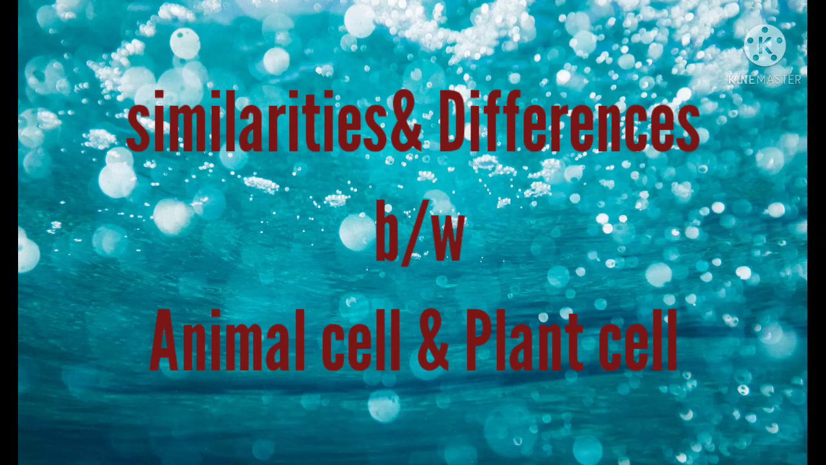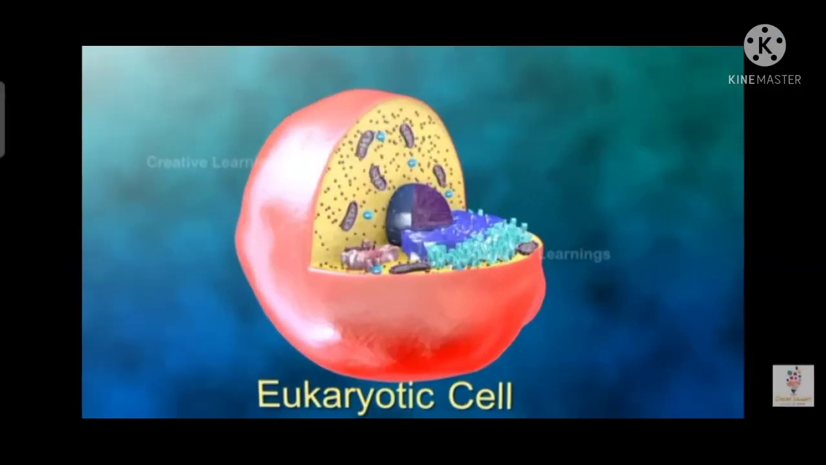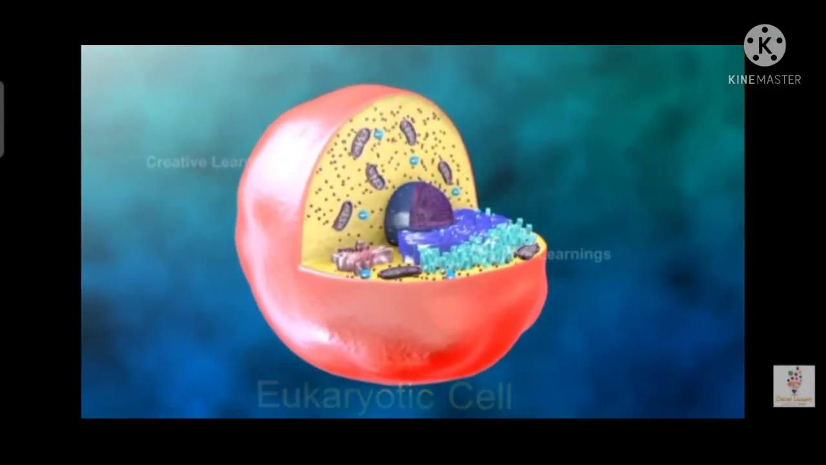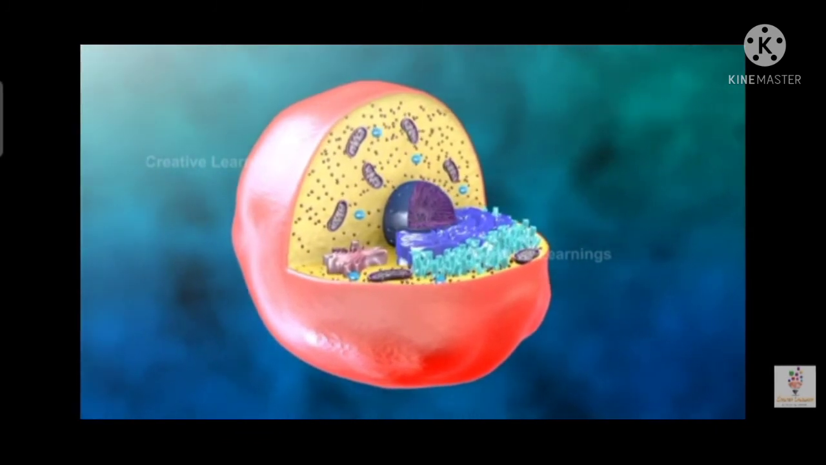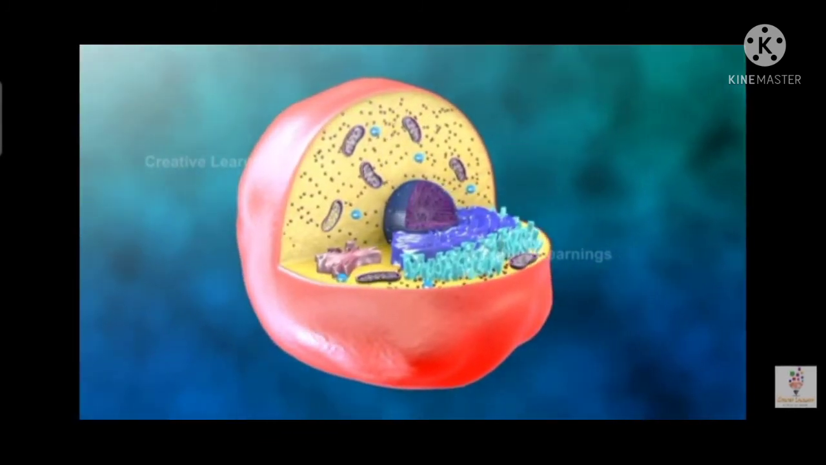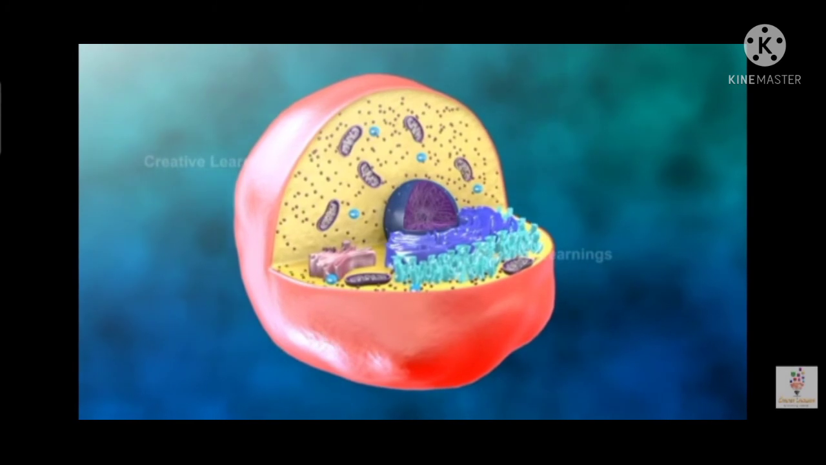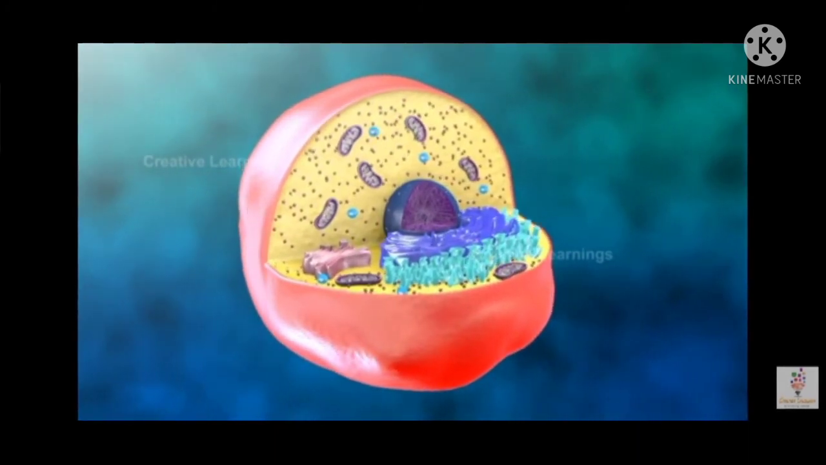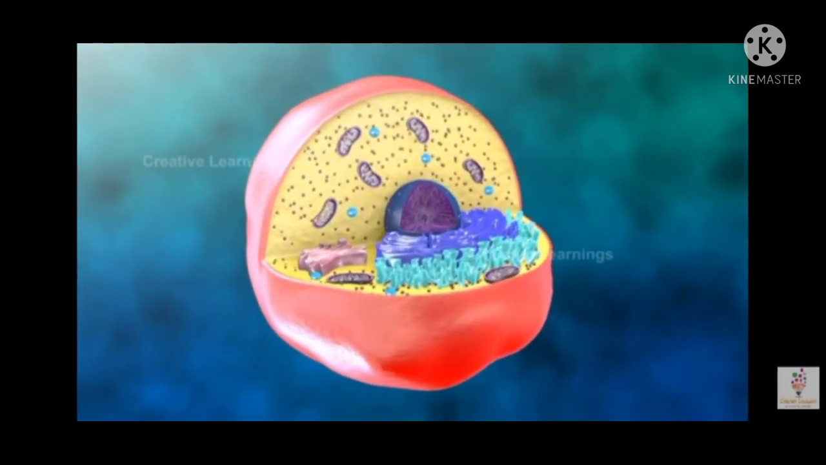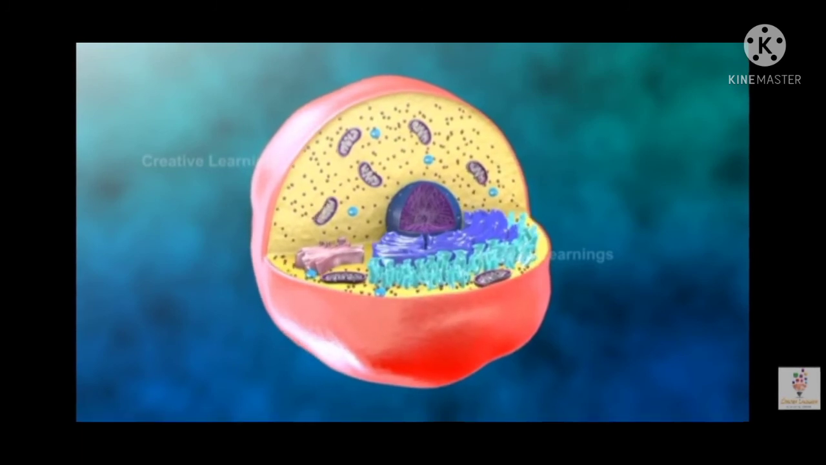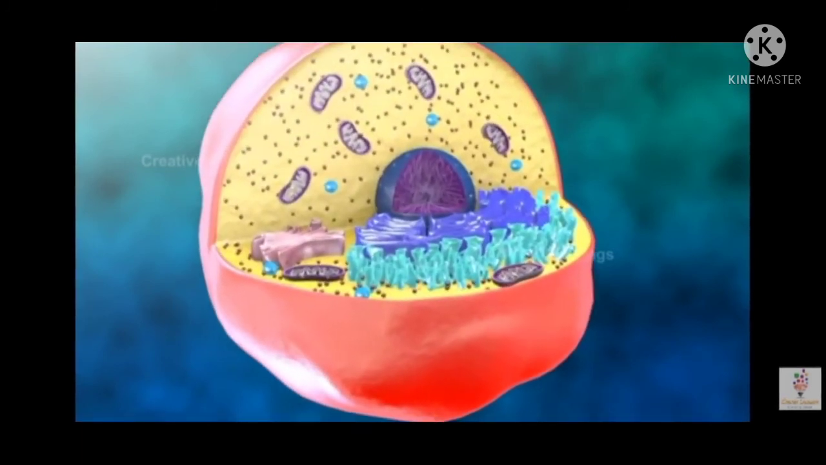So students, the coming video explains the similarities and differences between animal cell and plant cell. In this video, we can recollect the cell organelles present in both cells and what the main differences between the two cells are. So this is the animal cell. These are the foundation of all animals. Let's examine the animal cell more closely.